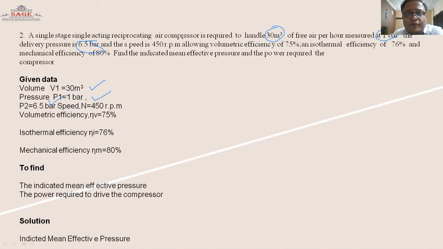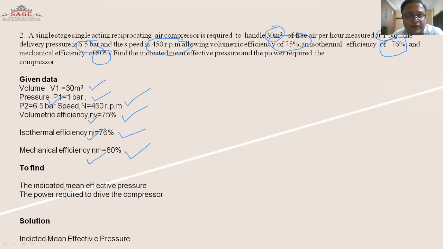Speed is given as 450 rpm. Volumetric efficiency is 75%. Isothermal efficiency is 76%, and mechanical efficiency is 80%. Mechanical efficiency is represented by eta m, volumetric efficiency by eta v, and isothermal efficiency by eta i. So these are the values given in the question.